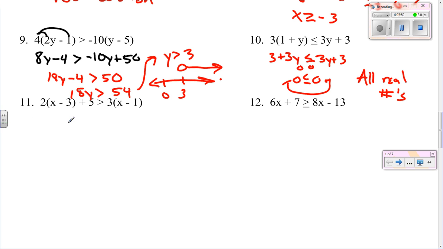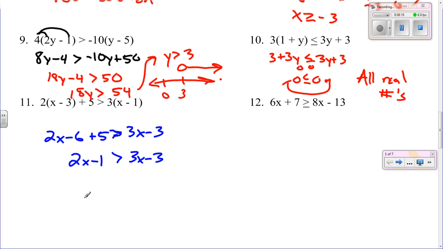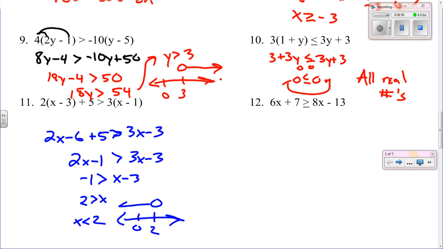Alright, back to work. Distribute the 2. 2x minus 6 plus 5 is greater than 3x minus 3. Combine your like terms on this side. Negative 6 plus 5 gives you 2x minus 1 is greater than 3x minus 3. I'm going to subtract my 2x over. Gives me negative 1 is greater than x minus 3. Add the 3 over. Gives me 2 is greater than x. Now I want to flip it. X is less than, remember, keep your arrow pointing towards whatever it is whenever you're bringing this x over. So if the arrow is pointing to the x, you're moving the x to this side and it stays pointing towards the x. So it's x is less than 2, 0, 2, open circle, shade left.